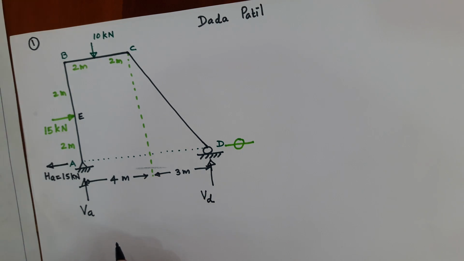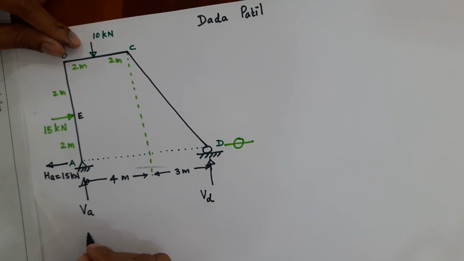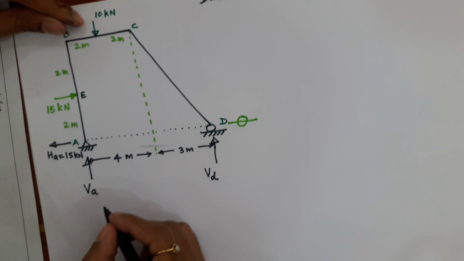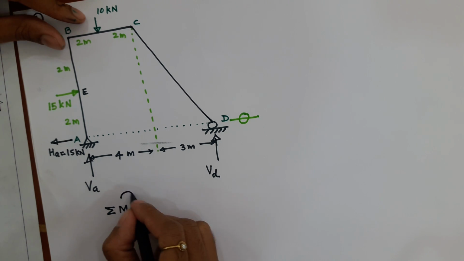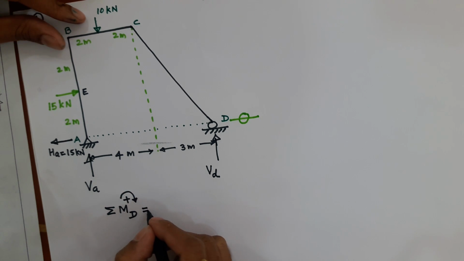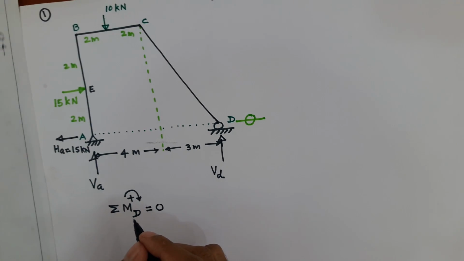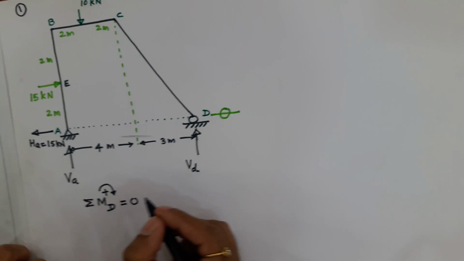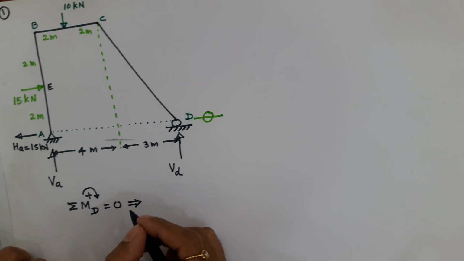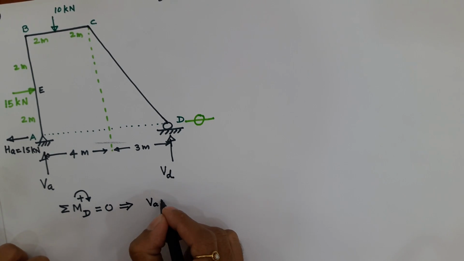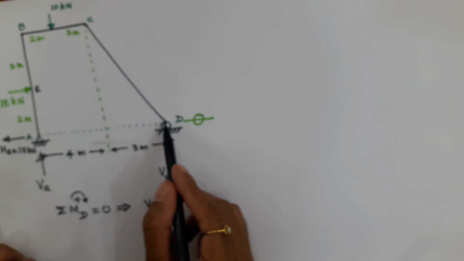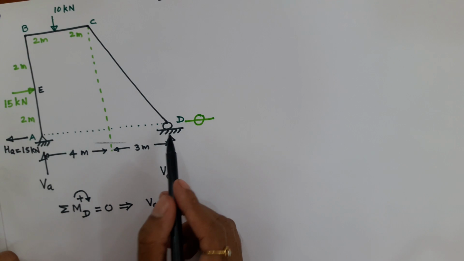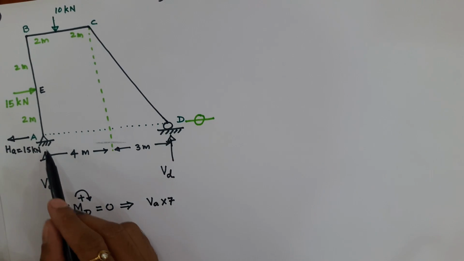Now I can take summation of MA equal to 0 or I can take summation of MD equal to 0. So when I take summation of MD with clockwise positive equal to 0, you can also take anti-clockwise positive, it doesn't matter. So what does it give me? It gives me VA into 7. I am taking moment at D, so D is my moment center. So VA is clockwise about D, therefore it is VA into 7.